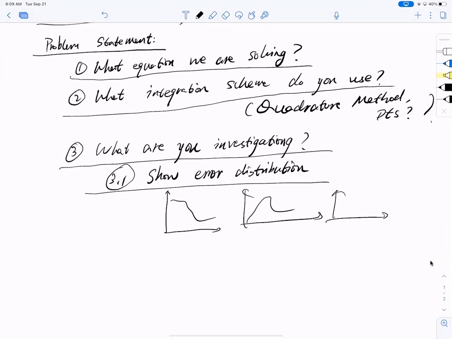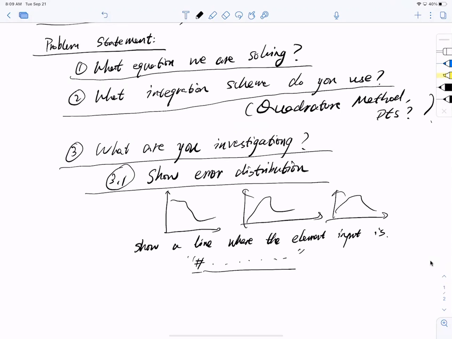Okay. And Alfred, if I understand you correctly, what you did is simply plug in the number of elements and see all kinds of plots, right? You didn't change the code. Yes. Okay, so I want you to show the line where the element input is. Simply copy paste that line, start with a pound mark, and that's it.